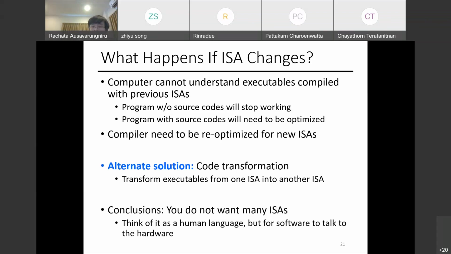But the conclusion is this: you don't need a lot of ISAs, to be honest. Think of it as human language, right? Would it be less annoying if we all spoke one language? Everyone in the world suddenly speaks only one language. Would it be nice?